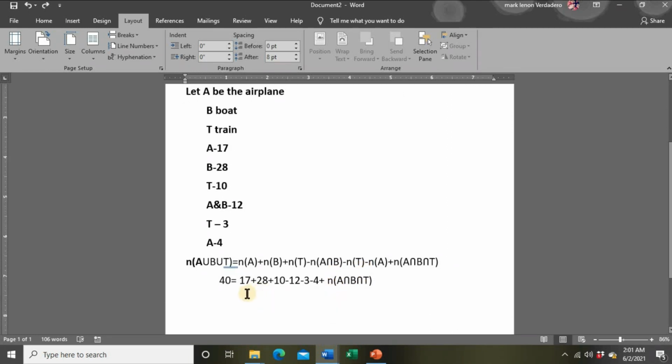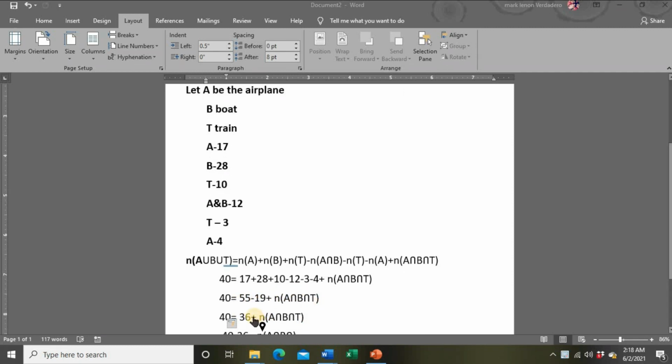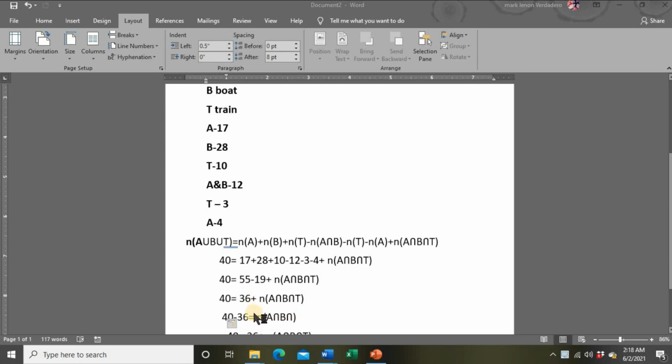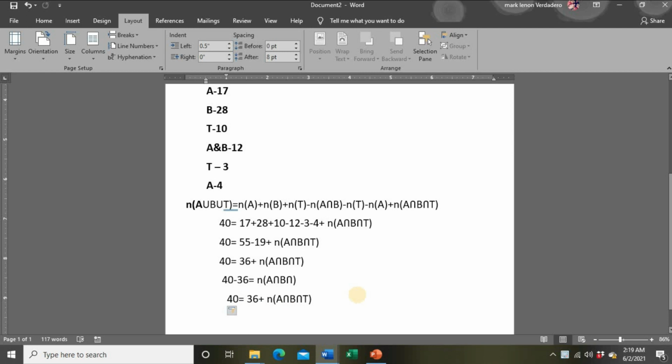So kapag pinag-combine natin yung mga integers natin, we got 55 minus 19 plus the intersection of the 3 numbers. Then after that, 40 is equivalent to 55 minus 19 plus the intersection of the 3 numbers. So 55 minus 19, we have 36. Then we will transfer that 36 to another side of the equation. So 40 minus 36, we have 4. Okay. 4.